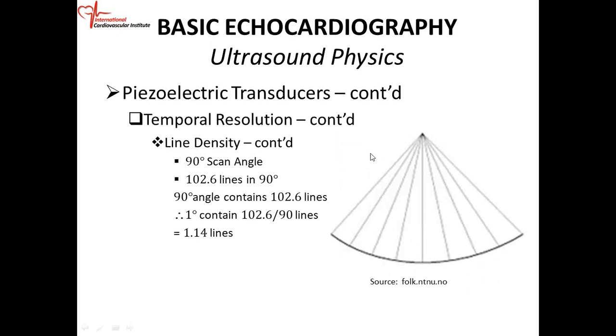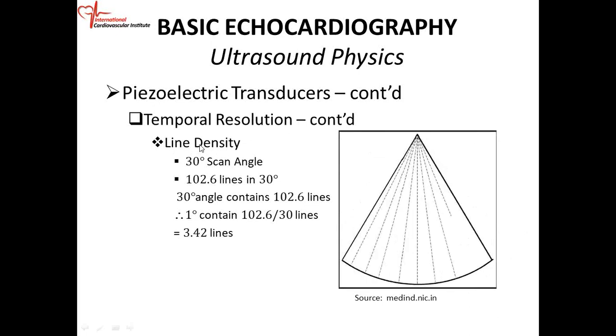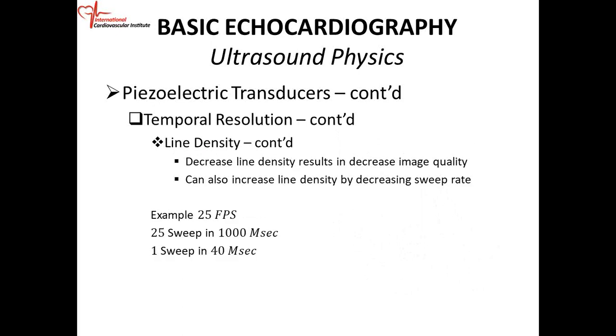Okay, so the line density, you can decrease your line density by increasing the scan angle, and you can work it out mathematically. Line density will be greater at a smaller scan angle. Okay, so decreased line density results in decreased image quality because you're going to decrease your temporal resolution. And we'll show you how you work that out mathematically. So you decrease your line density by increasing the scan angle.